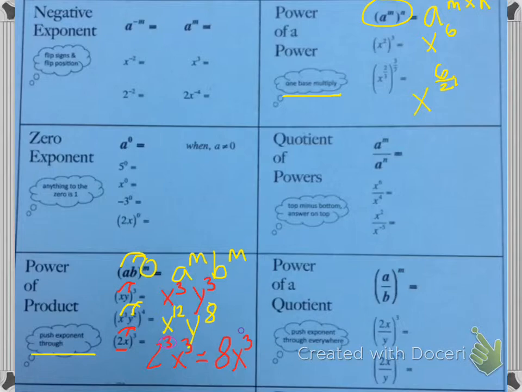Okay, last section, power of a quotient. It's very similar to power of a product, but with power of a quotient, you're going to distribute it, but you have division. So this m gets distributed to the a and to the b. So it's going to be a to the m over b to the m.